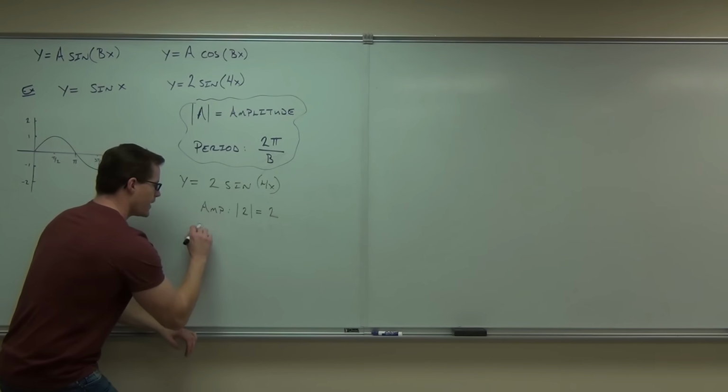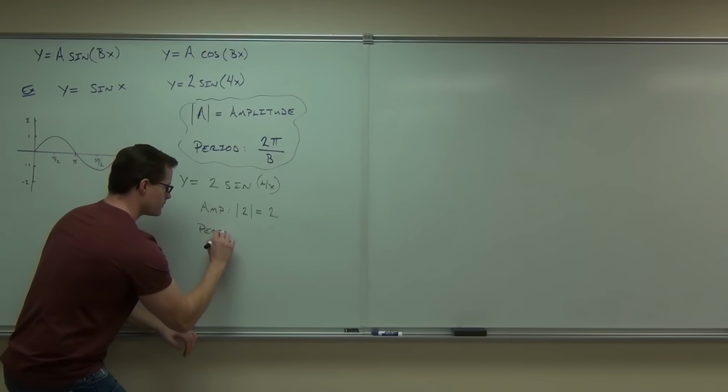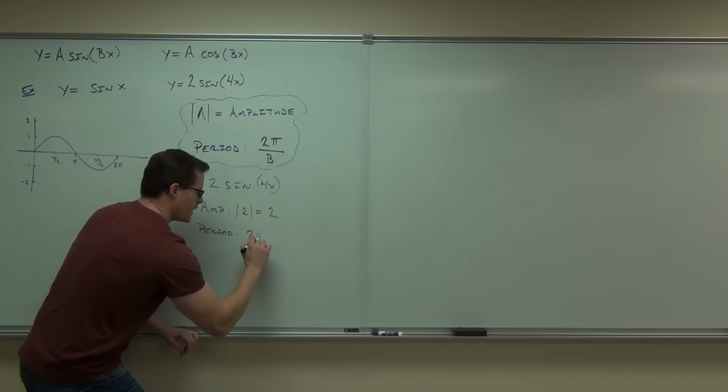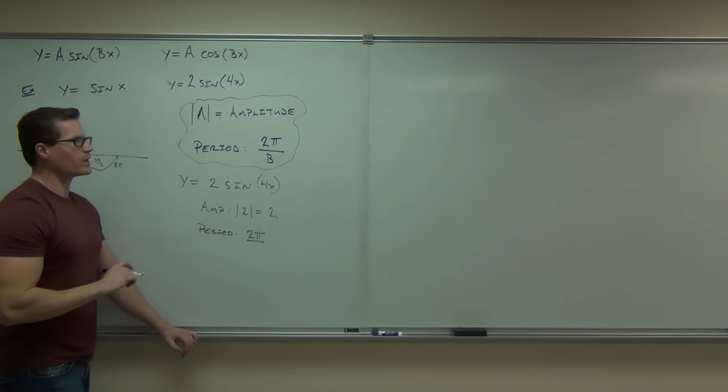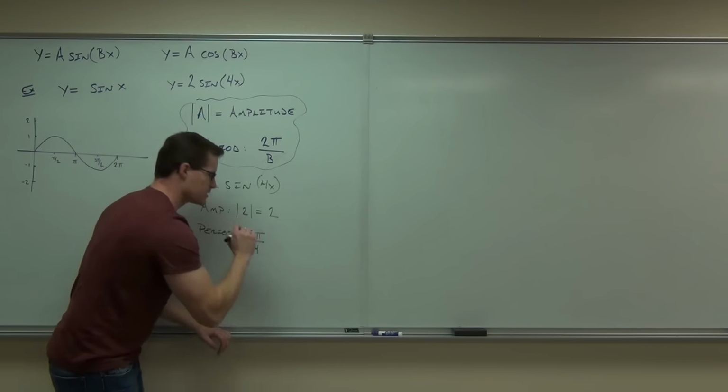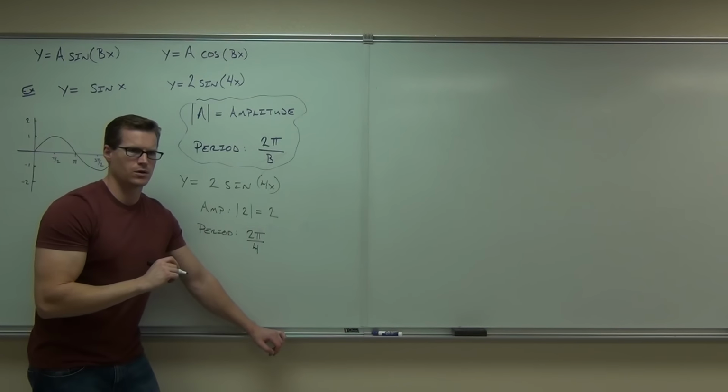We also need to find the period. The period is given by 2 pi over b. What was the b in this case again? 4. So let's do that. Can you simplify 2 pi over 4?